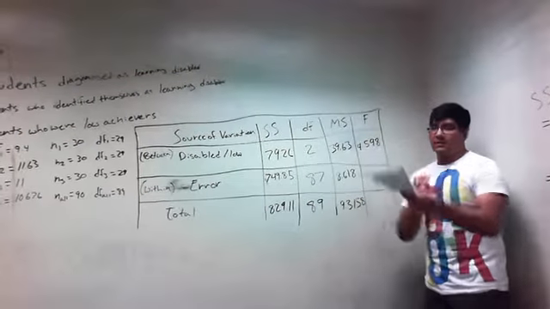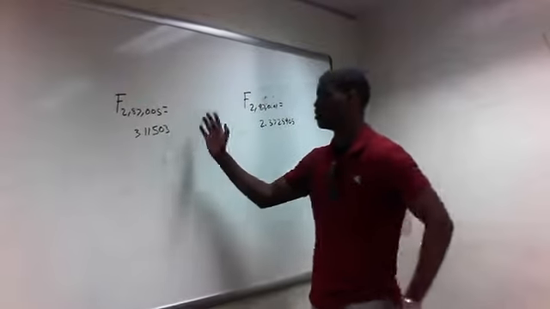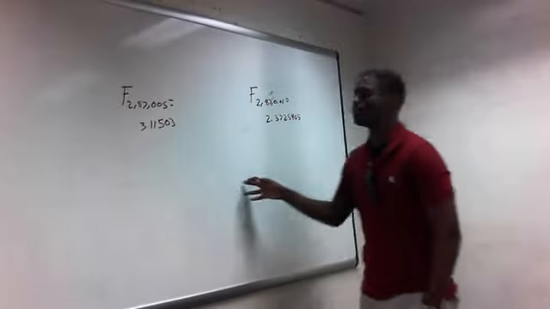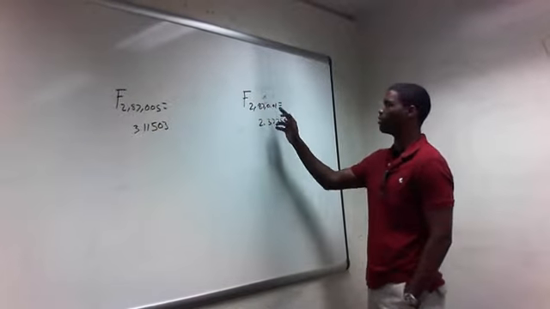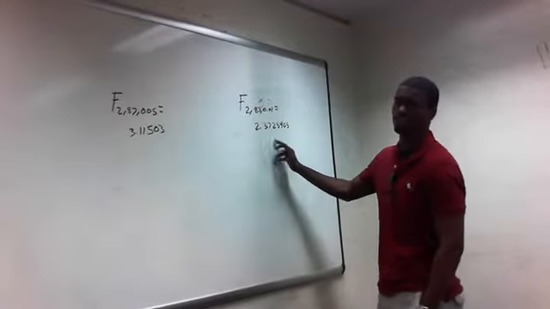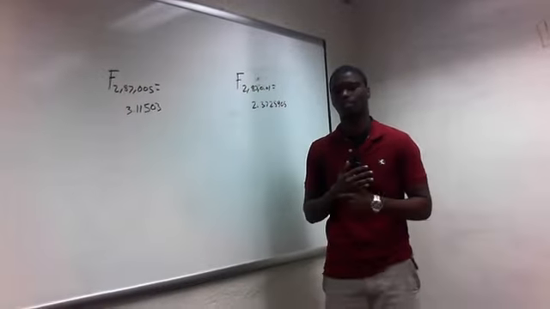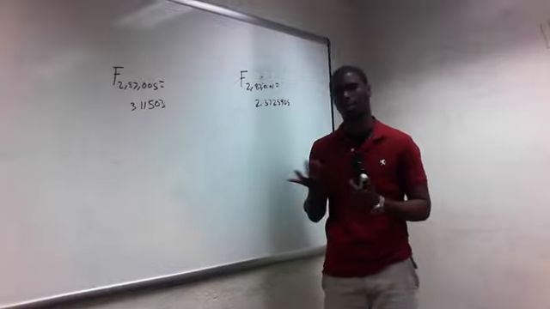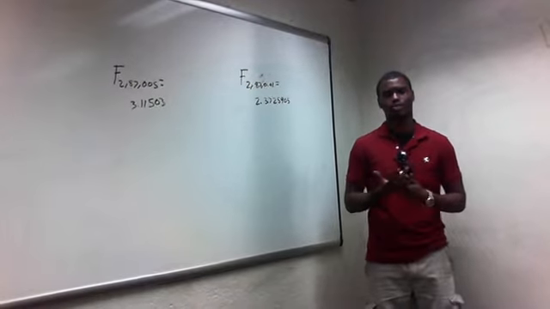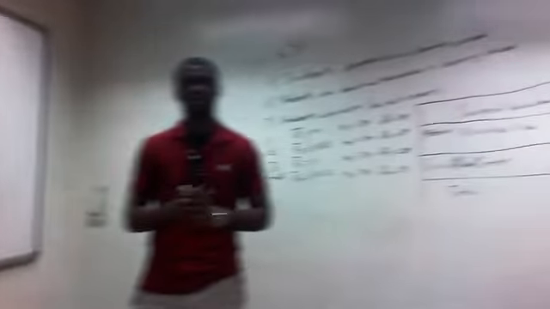And then we found the F statistics. For our first one, alpha 0.05, we received the answer 3.11503, and for our second F statistic, we used alpha 0.01 and received the answer 2.3725905. Based on both of these F statistics, we reject the null hypothesis for both of the alphas, and we say that the population mean score is not the same for all three types of students. That's the video.